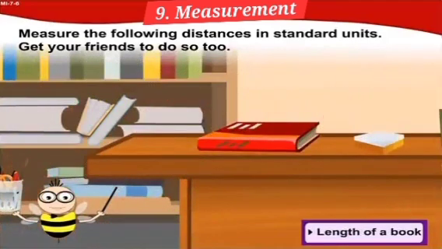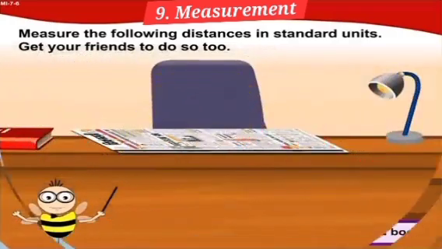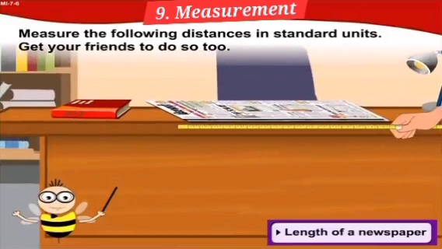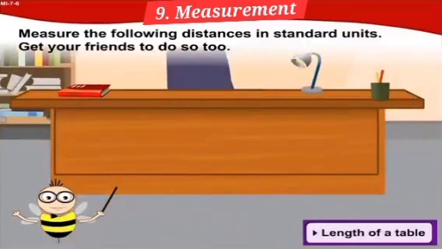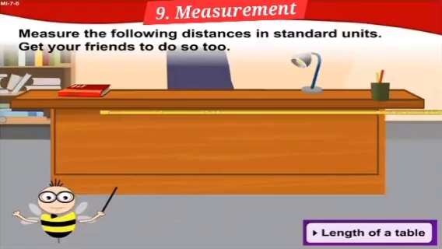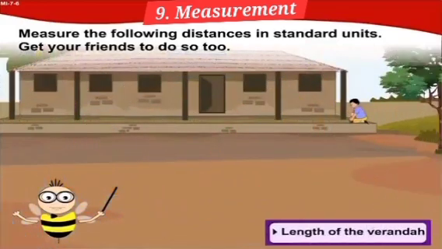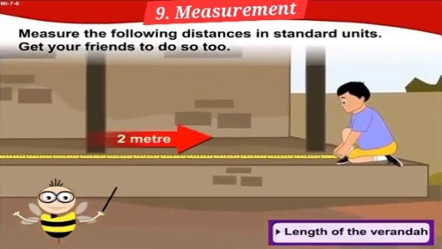Length of a book. Length of a book is 28 centimeters. Length of a newspaper. Well, length of a newspaper, when we measured, it was 54 centimeters. Now let us find out the length of a table. Length of the table is 1 meter. Now similarly, let us measure the length of the veranda. The length of the veranda is 2 meters.